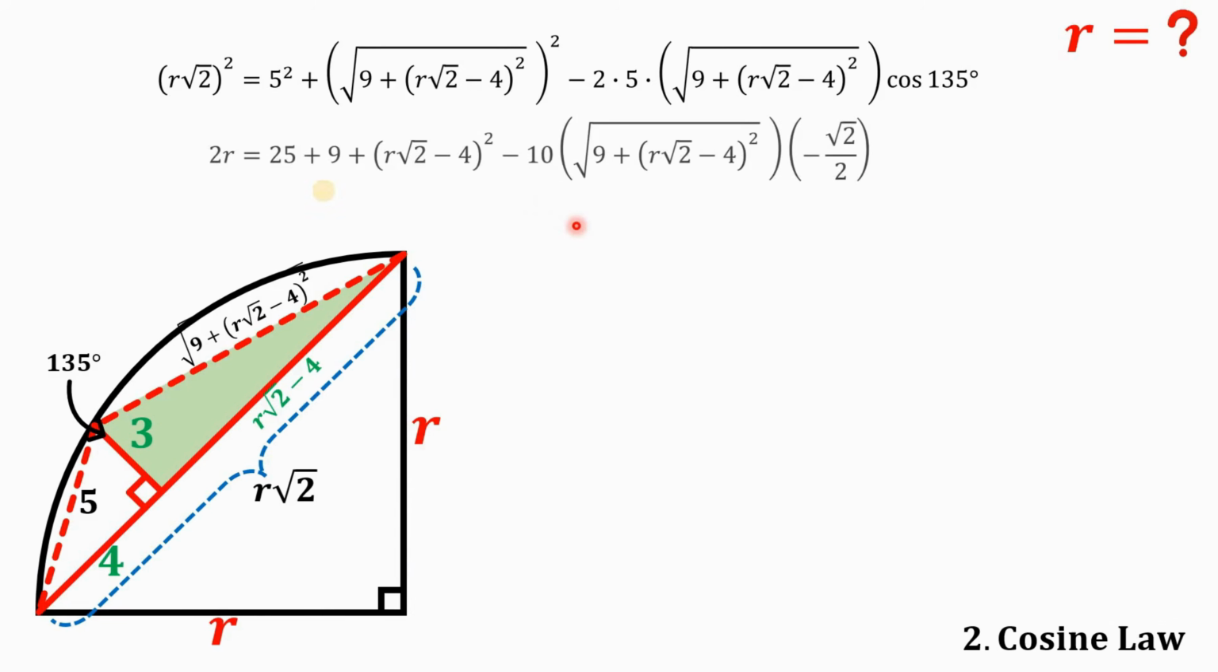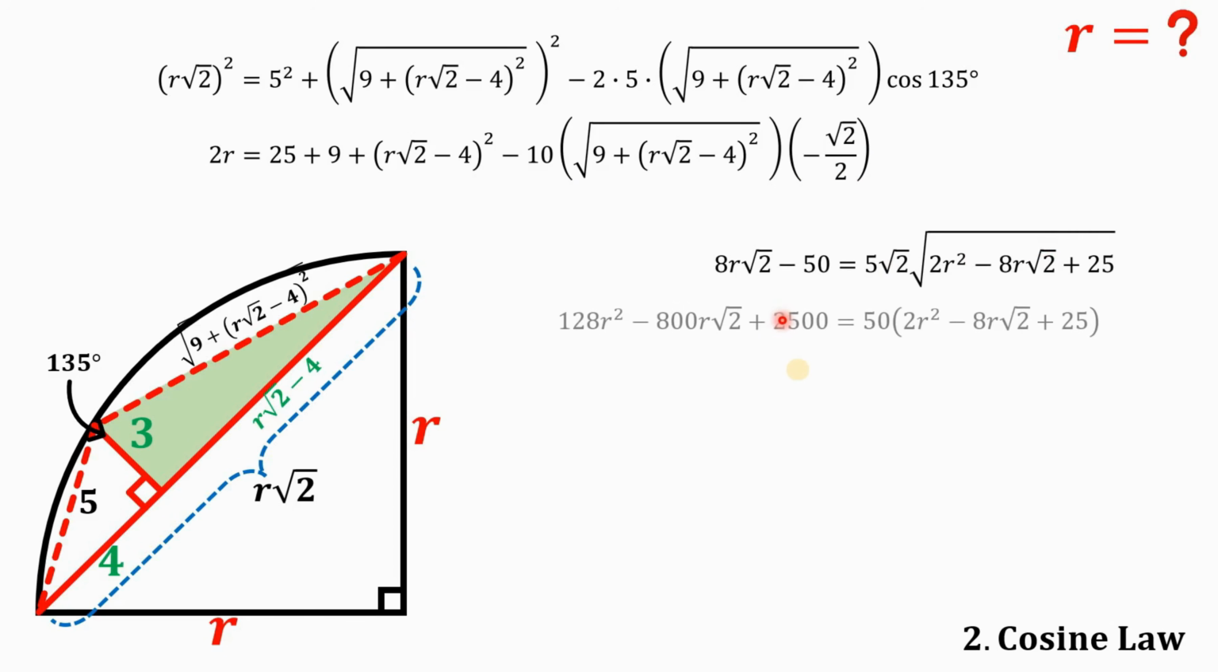If we simplify this, we get this result. And take note that cosine 135 degrees simply equals negative square root of 2 over 2. Now, simplify more. This is just algebra. And simplify this equation. You arrive at this equation: 28r squared minus 400 times r times square root of 2 plus 1250 equals 0.